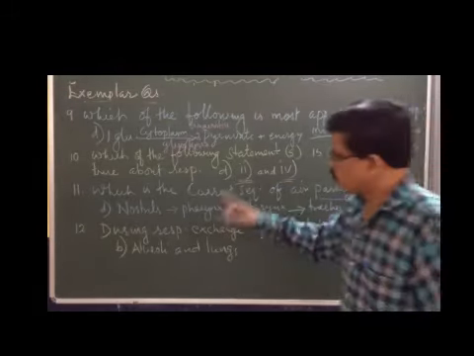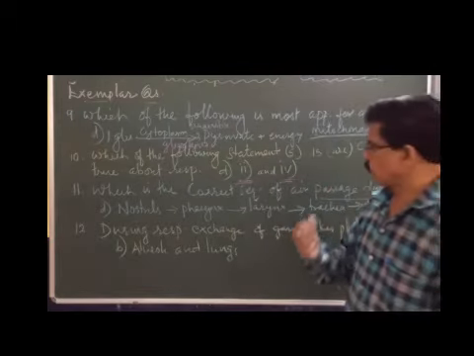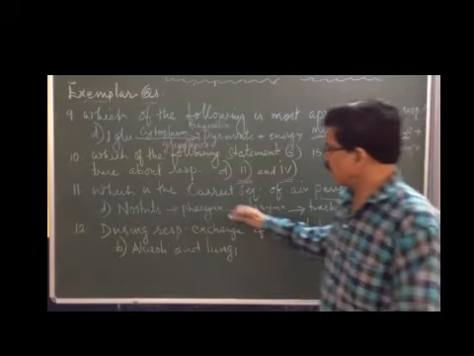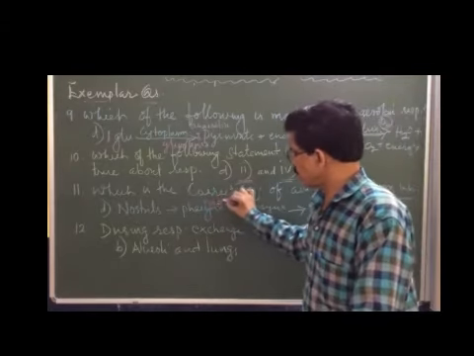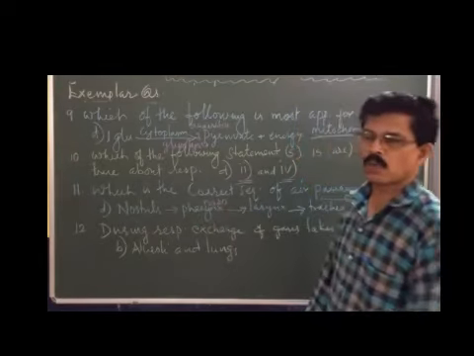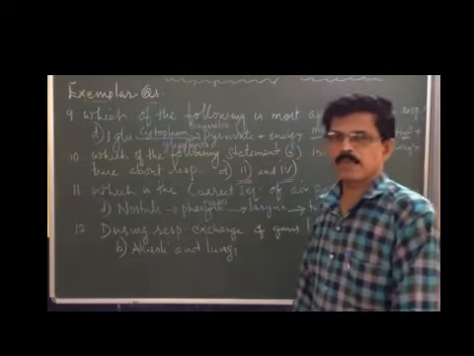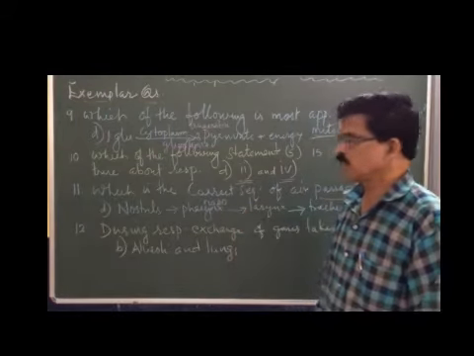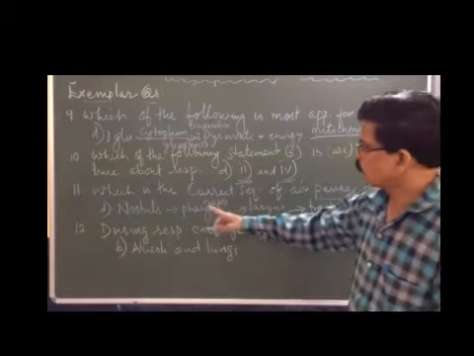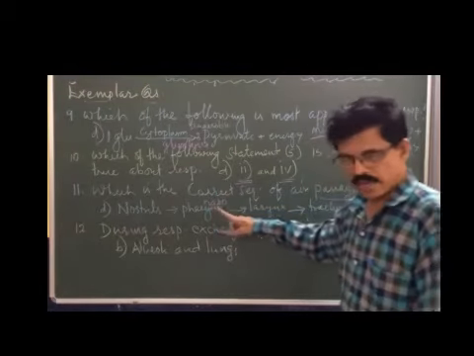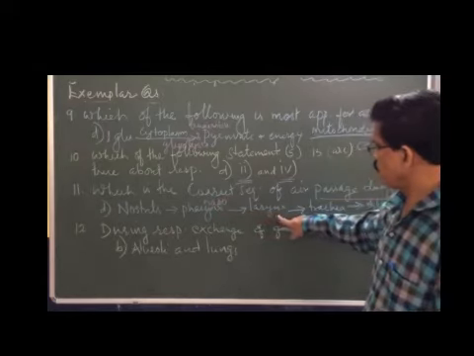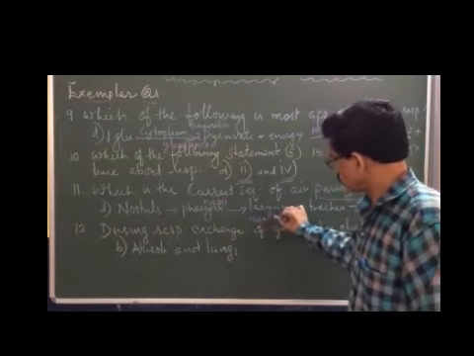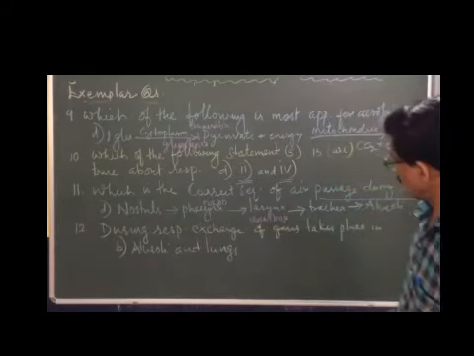Now the 11th one: which is the correct sequence of air passage during inhalation? Everybody knows it. Nostrils are otherwise called the nose. Then nostril to nasopharynx. Here only pharynx is given, but you can say nasopharynx. The pharynx is a common opening for the air passage as well as the food passage. So nostril to the nasopharynx or pharynx, from pharynx to the larynx, that is the vocal box, then larynx to the trachea.